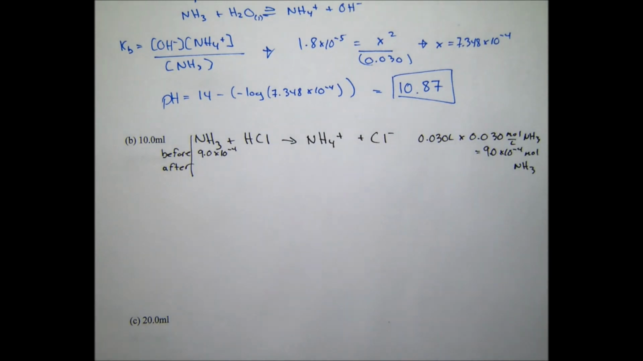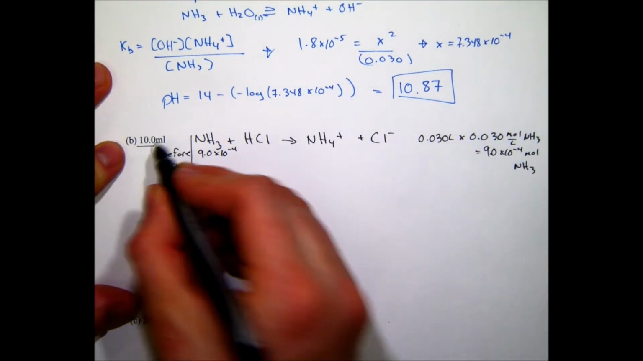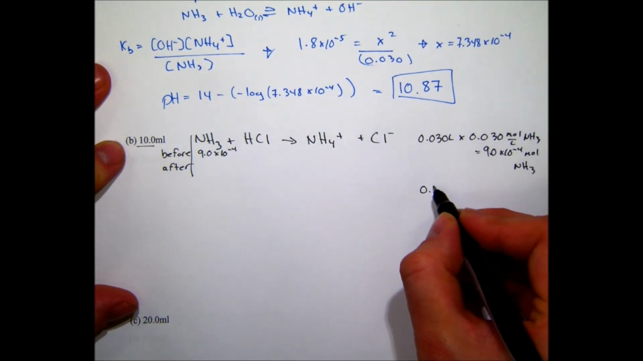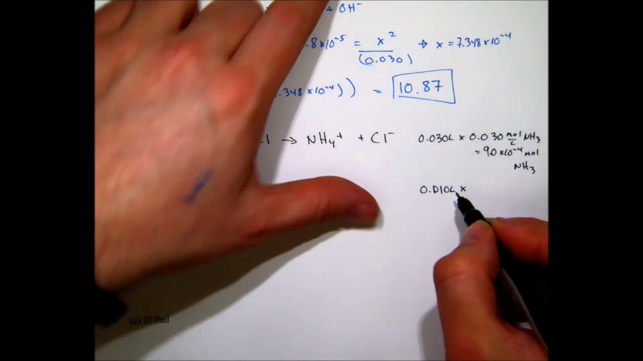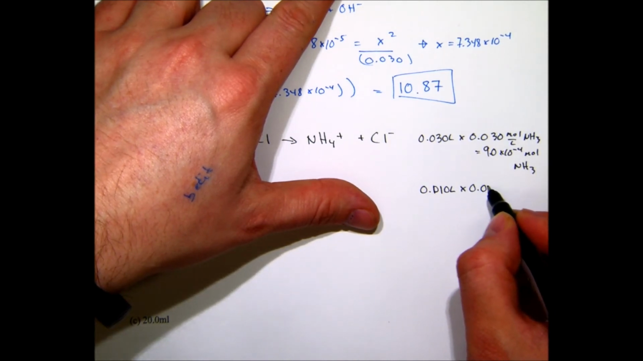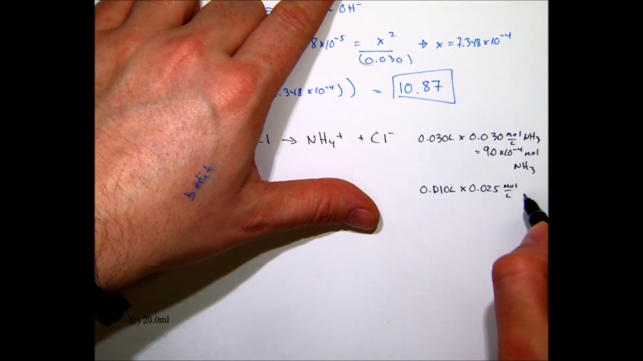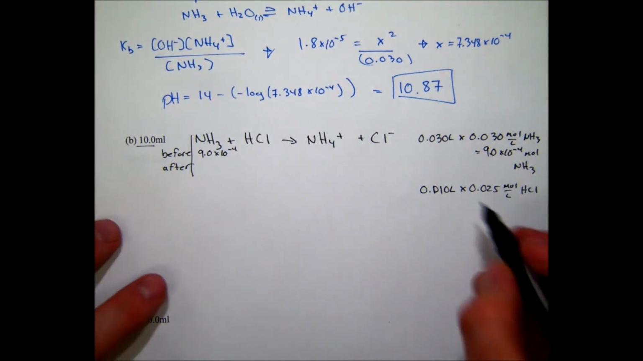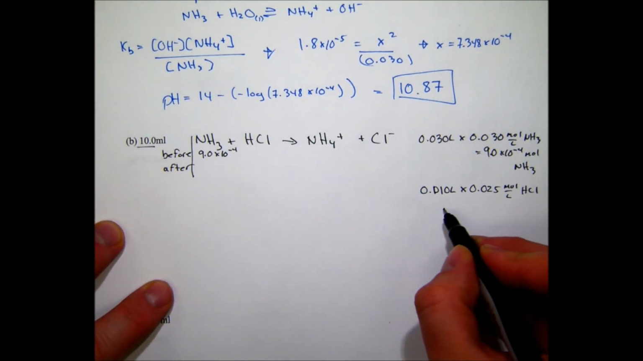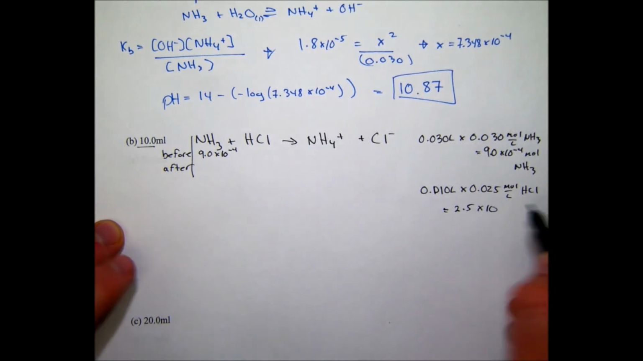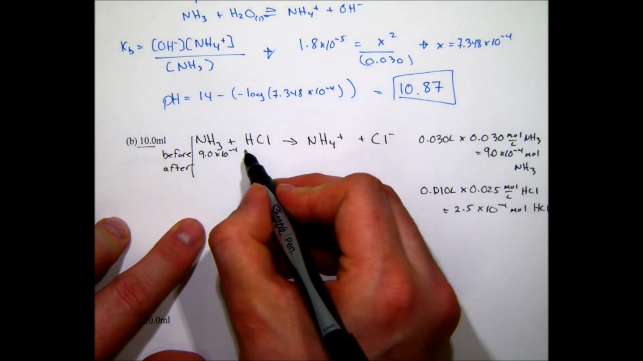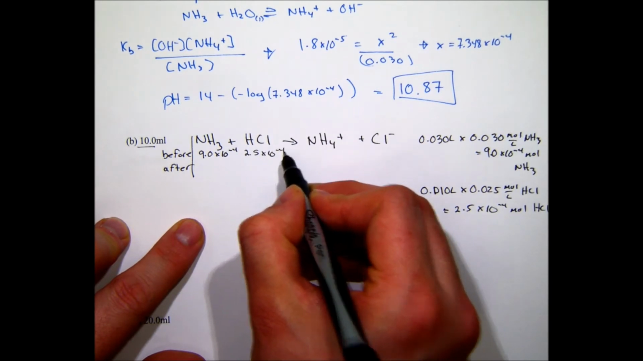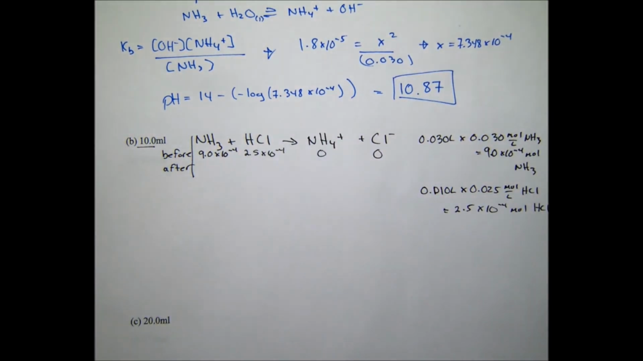Next, I have a volume of unknown concentration. So that's where this comes in, and this is the only real difference in all of these calculations. I have 10 milliliters of a 0.025 moles per liter HCl concentration, and that's going to give me 2.5 times 10 to the negative 4 moles of HCl. And I assume I have none of that yet in my solution.